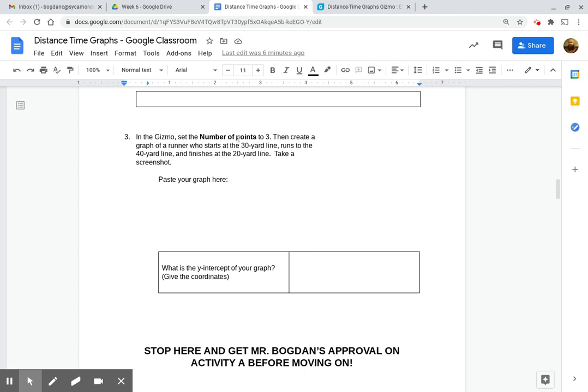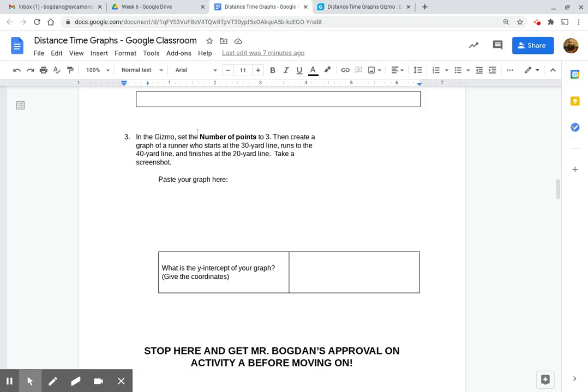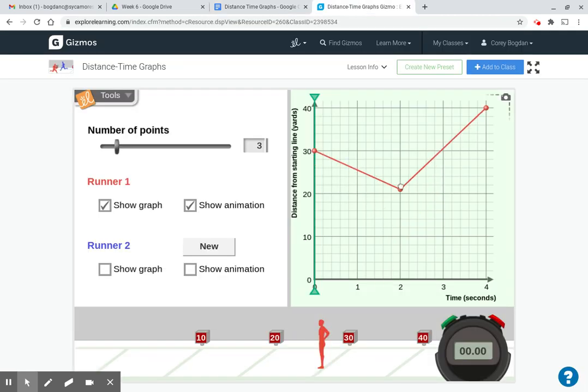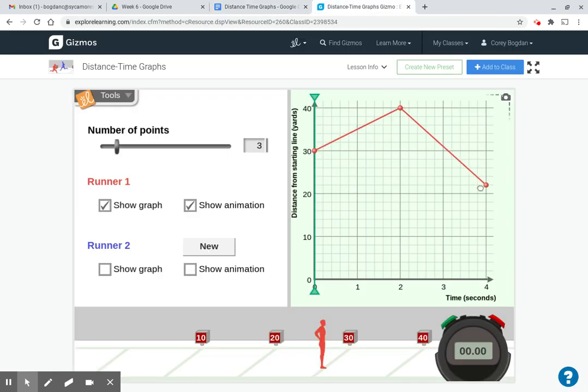All right. Set the number of points to 3, then graph a runner who starts at the 30-yard line. So to start the race, I'm going to click reset. This runner is going to start at the 30-yard line, runs to the 40-yard line. So I'm going to move this to the 40. So this runner will go from the 30-yard line to the 40-yard line. So down here, I should see the runner start at the 30, run to the 40, and then finish at the 20. So I'm going to finish the race down here at the 20-yard line.